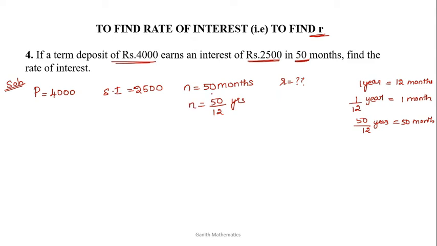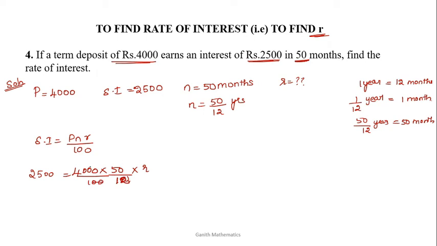Right, now we are going to proceed with the formula. We know that simple interest formula is PNR by 100. The simple interest is 2500. P is 4000. N is 50 by 12. And R is what we have to find. There is another 100 which is in the denominator.